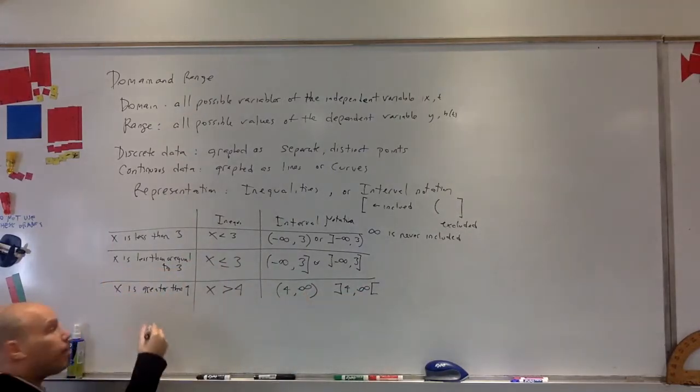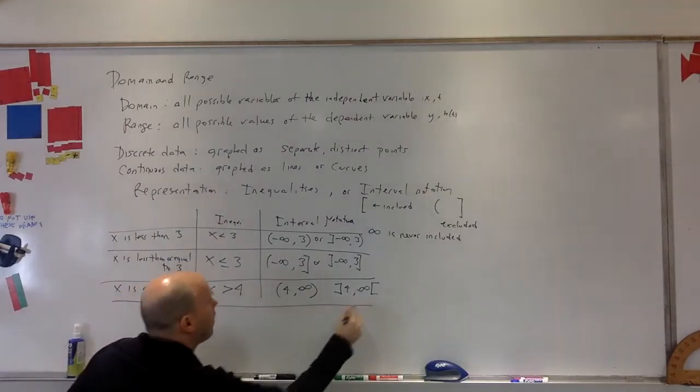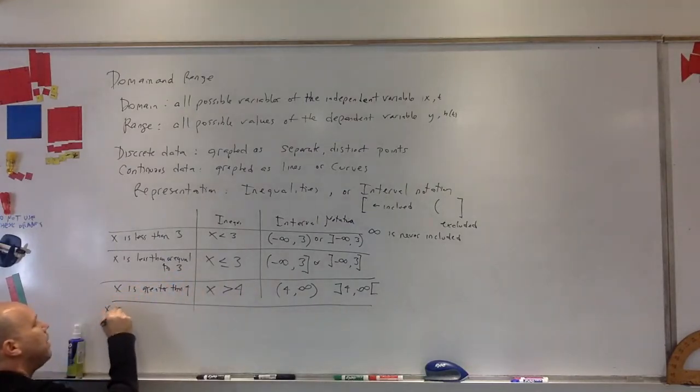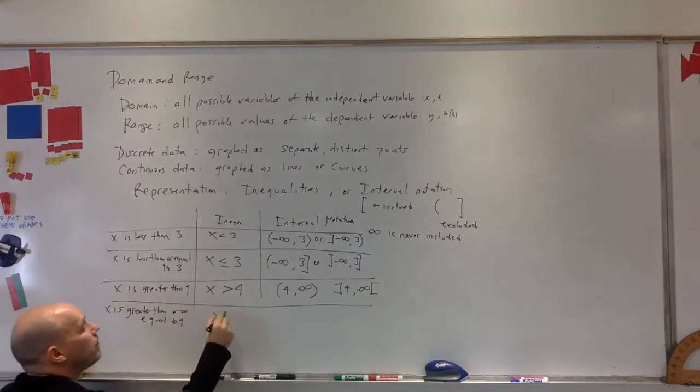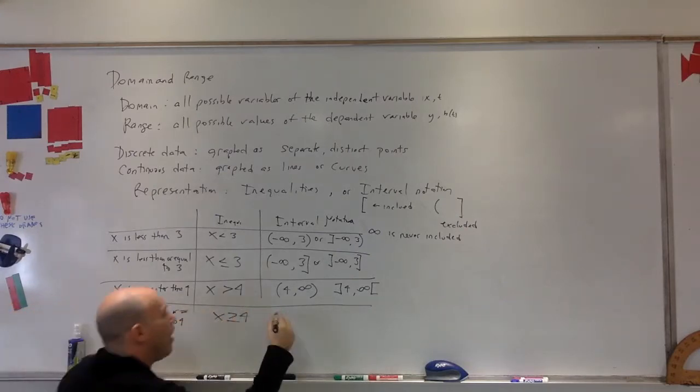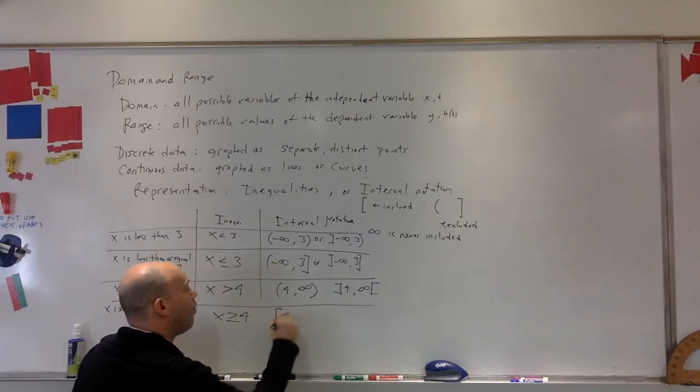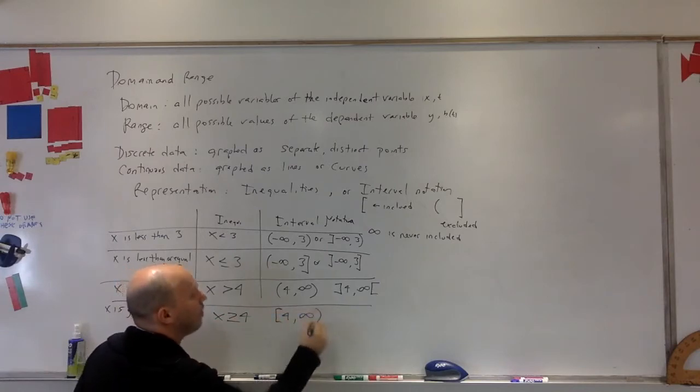The last column: x is greater than or equal to 4, and then same thing, bracket 4, comma, infinity.